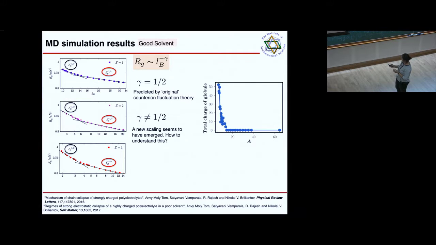One interesting thing is that if I look at the total charge of the globule, it's not exactly 0. It's 0 only after a particular Lb critical, and that seems to match with where these two regimes appear. So how do we explain this emergence of a new scaling law?